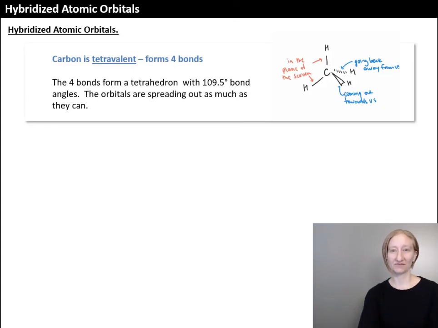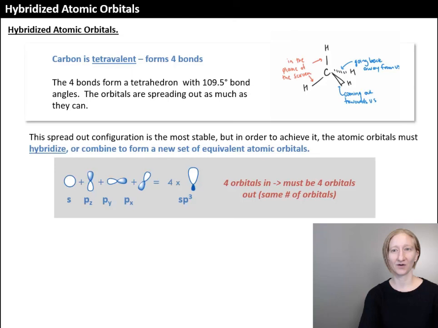In order to achieve this geometry, though, the orbitals have to hybridize. Remember that our p orbitals point 90 degrees from one another. And now in a tetrahedral geometry, our orbitals are pointing nearly 110 degrees from one another. So the 3 p orbitals and one s orbital combine to form 4 hybridized sp3 orbitals. We have 4 orbitals in, we must get 4 orbitals out.